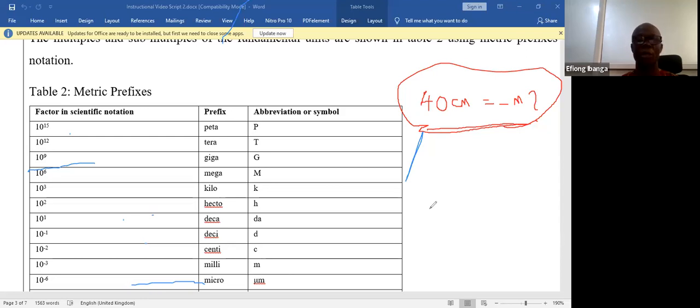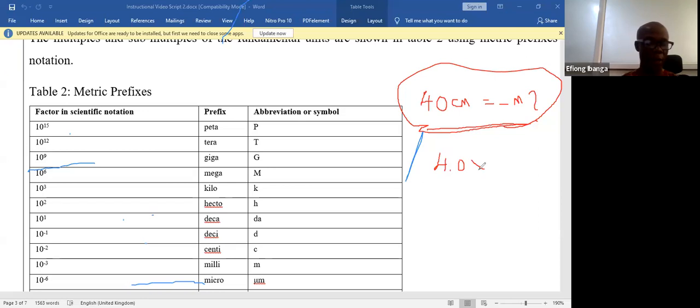I think with this, when we have done this part, we will finish and close for today. So I can write this as 4.0.